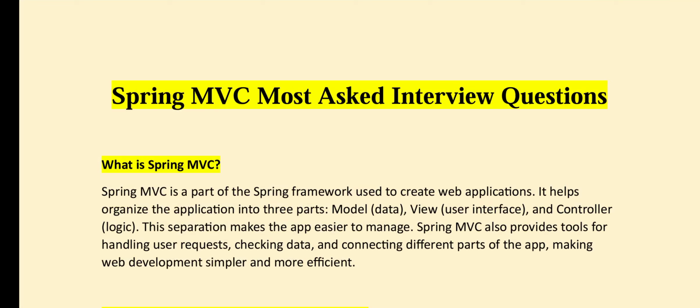What is Spring MVC? Spring MVC is a part of the Spring framework used to create web applications. It helps organize the application into three parts, that is model, view and controller. This separation makes the app easier to manage. Spring MVC also provides tools for handling user requests, checking data, and connecting different parts of the app, making web development easier and more efficient.